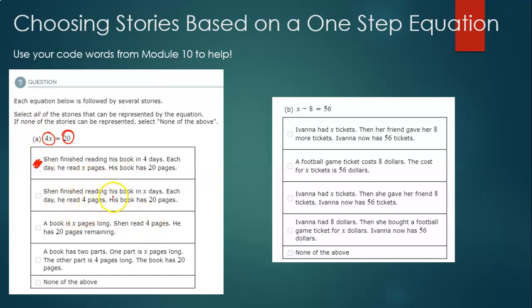Shen finished reading his book in X days. Each day he read 4 pages. His book has 20 pages. Yes, this is the same setup as the original. Both 4 and X should be multiplied. They've just switched which one is the X variable for this one.